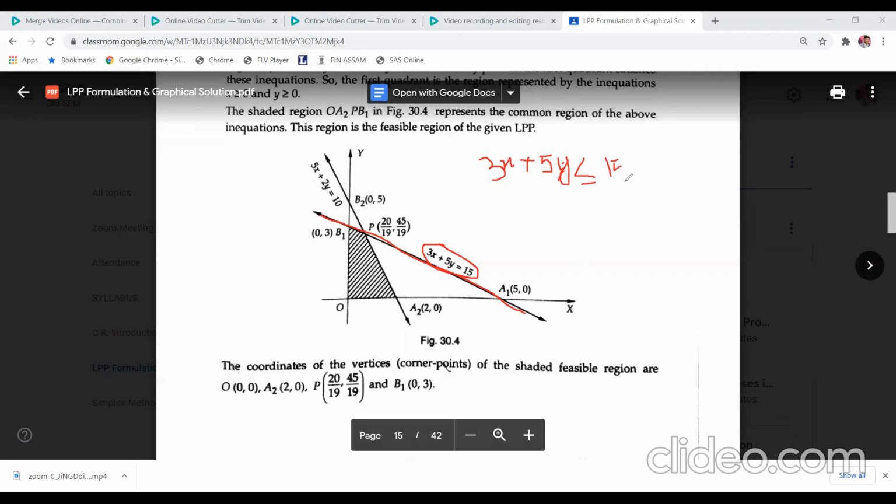When you substitute x equal to 0 and y equal to 0, 0 is less than or equal to 15. And that's true. That's why the origin lies in the solution region of this line, 3x plus 5y equal to 15. So origin is here. That means the solution region will be to the downside here. The solution region of this line will be this downside, all of it.